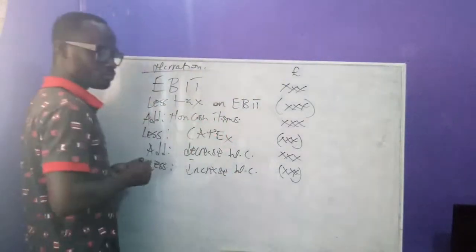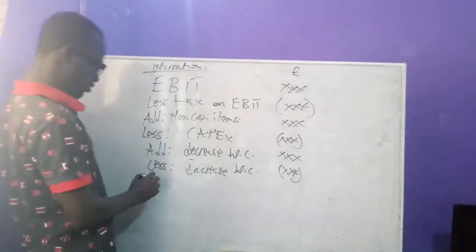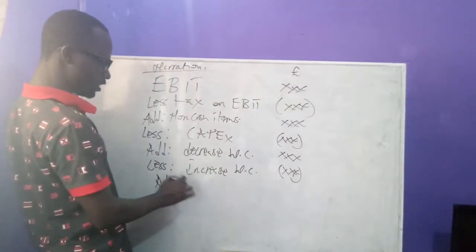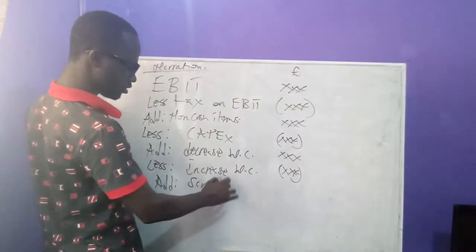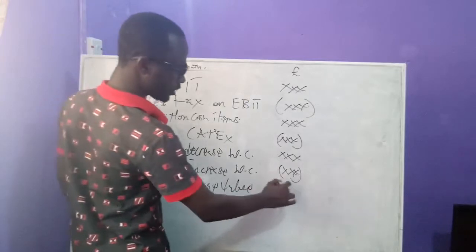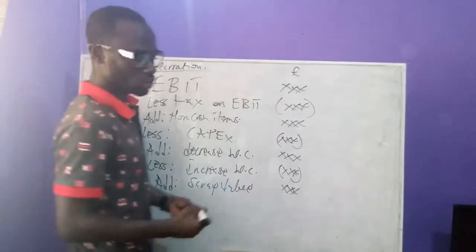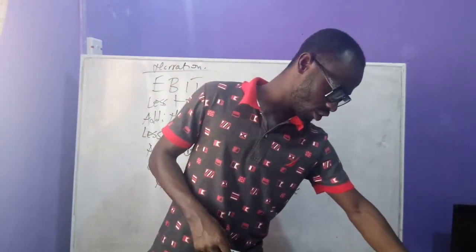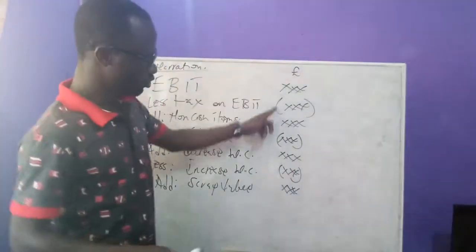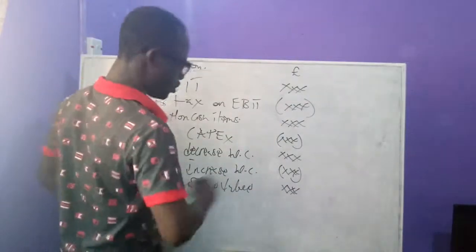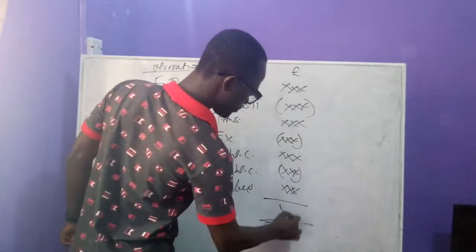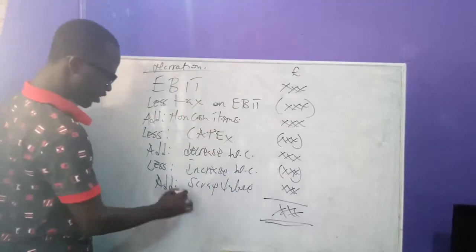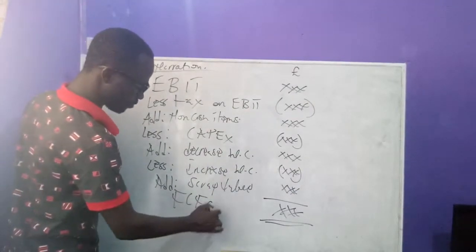Then we will add scrap value of assets. If there is any asset we're going to be selling, we'll add the scrap value of the asset. So that is what you need to understand in relation to that. I want to make sure I break all the items. 1, 2, 3, 4, 5, 6, 7. So sum it up, and that gives us the free cash flows to the firm.